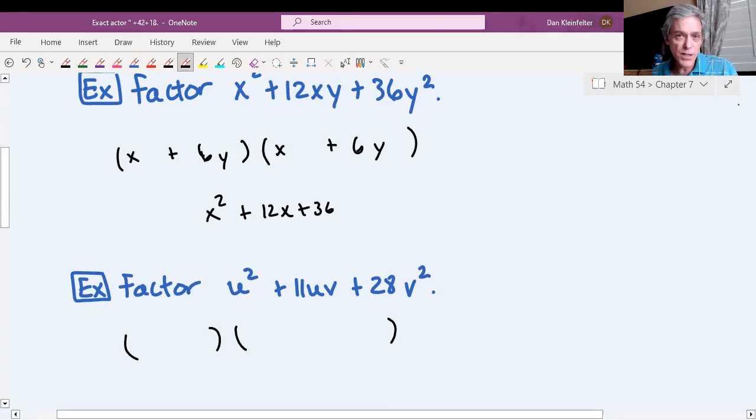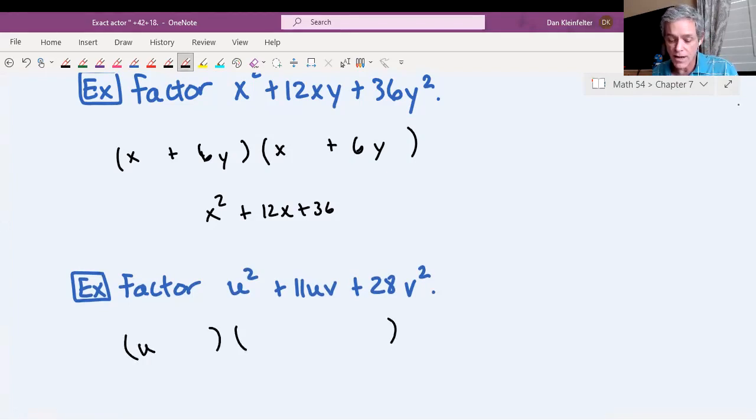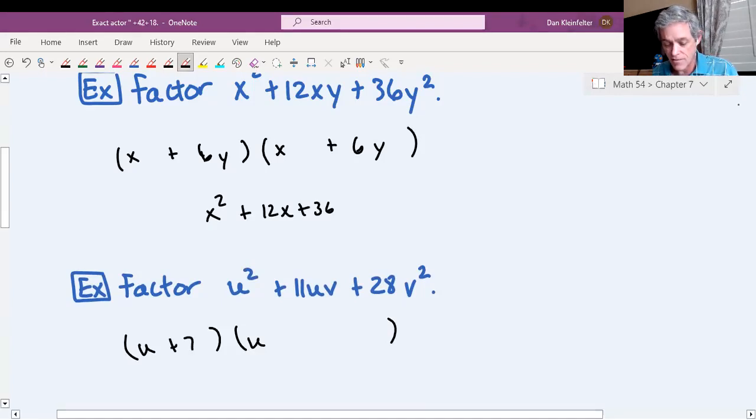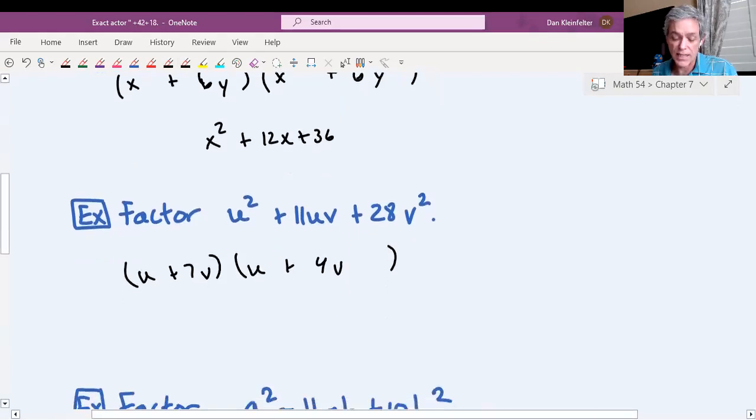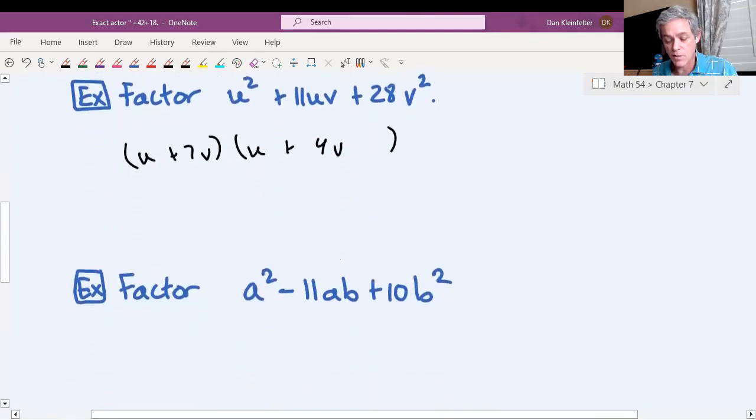Okay, so for this one, it starts off with U's, so we'll have U in the front of both binomials. And then we're looking for numbers that multiply to 28 and add to 11. That sounds like 7 and 4. And we need a v in the back. So we'll have u plus 7v, u plus 4v. Again, if you have u plus 4v as the first binomial, it's fine. It doesn't matter. Multiplication is commutative.